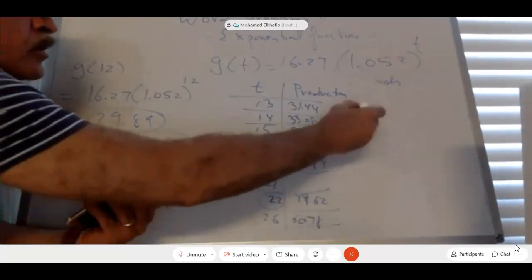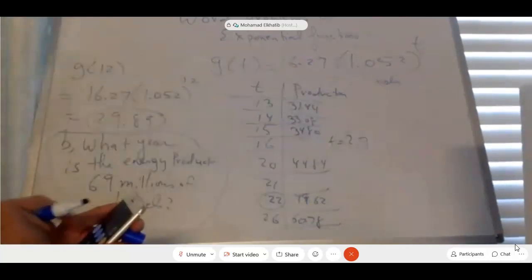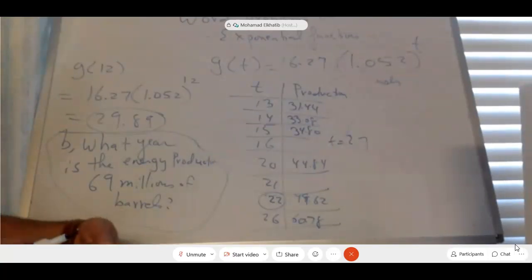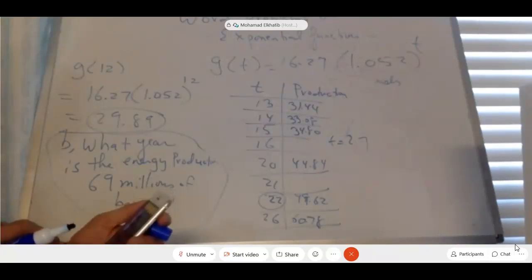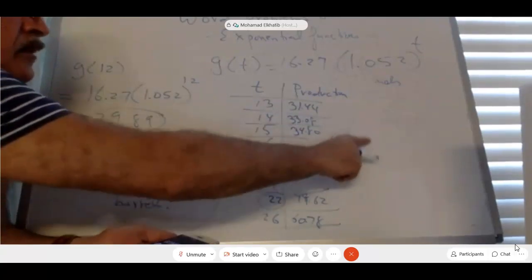Let me see what happens when T is 27. 1.05 to the power 27 times 16.27. I got 64. So I'm going to do maybe what?